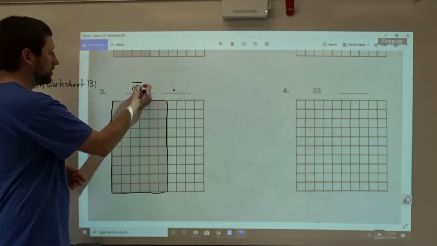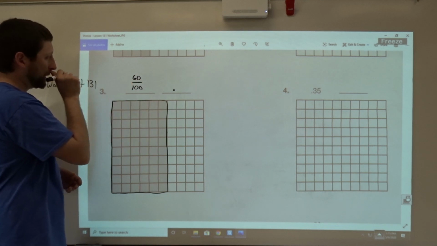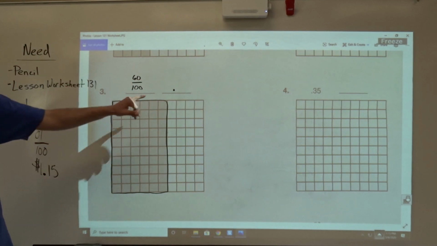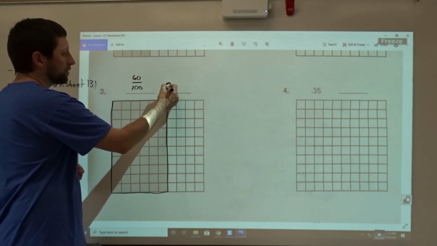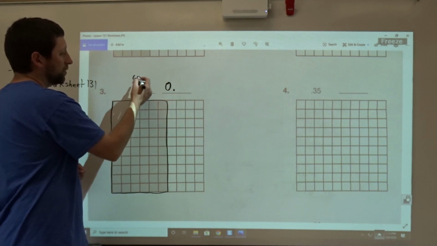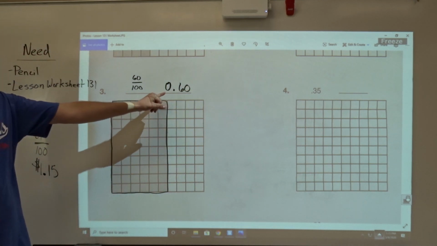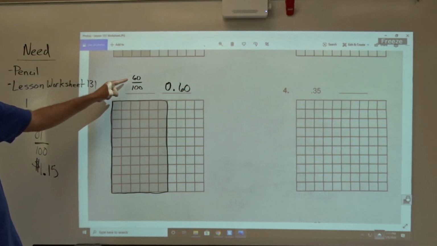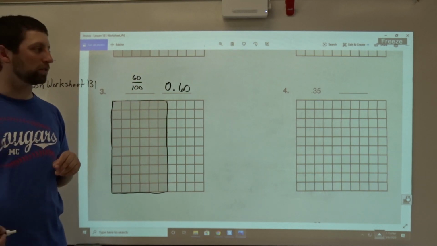There were 100 total. On top of the fraction bar, we can write the number 60. For the decimal, we want to write that we have 0 whole squares that are shaded, and then we have 60. So we read that as 60 hundredths. Both ways is 60 hundredths. It's the exact same number, but it's 2 different ways to write it.